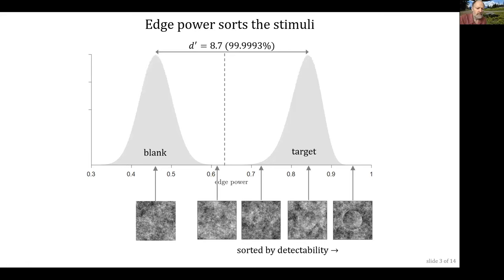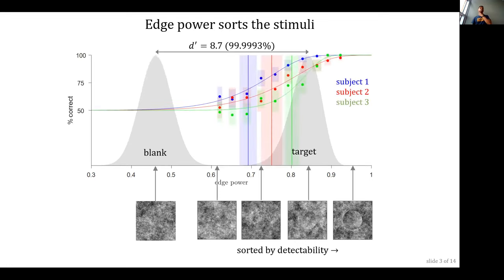Since the edge power can sort these images by detectability, what we can do next is design what is called a psychophysical experiment. Remember the experiment where we were presenting humans randomly with these images. In an experiment like this, we can first present them with images that have high edge power and compute their performance, then lower the edge power a little bit and so on, and chart their performance as we change edge power. And we get a plot like this.